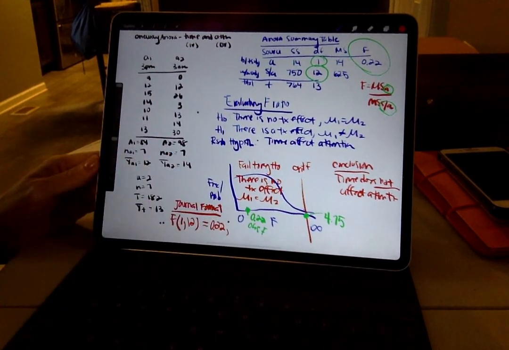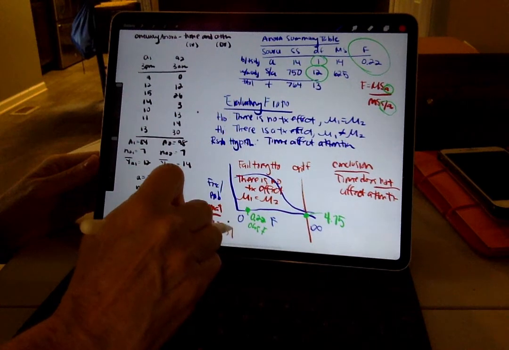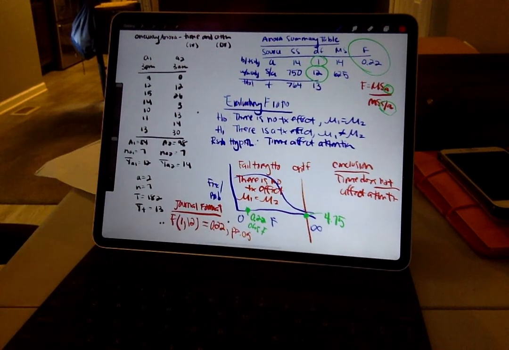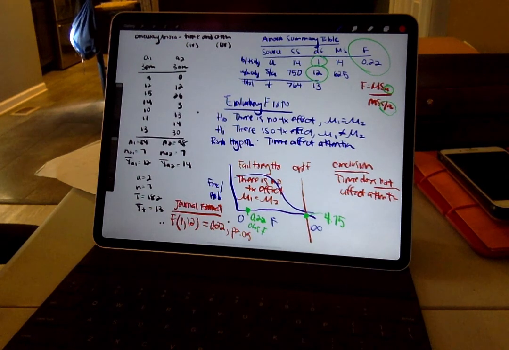Then we put a comma. And because we failed to reject, this is actually the first problem we've done where we failed to reject. Because we failed to reject, its P is greater than 0.05. So that is our first one-way ANOVA all the way through to the end of the problem.